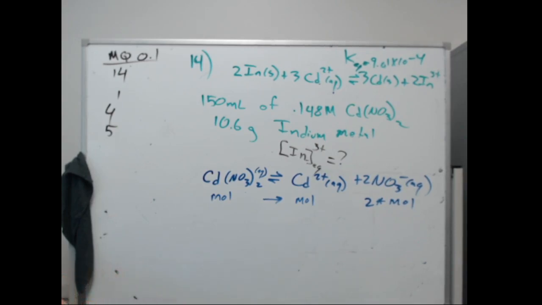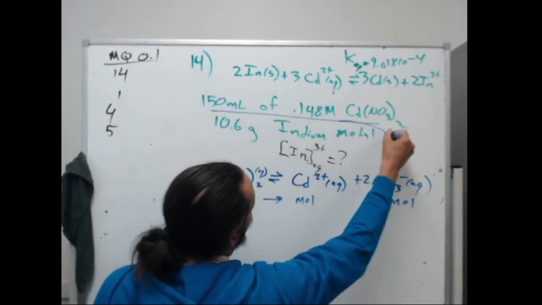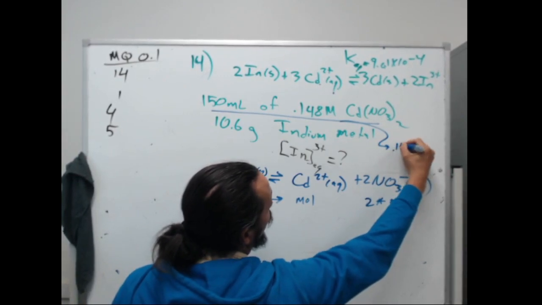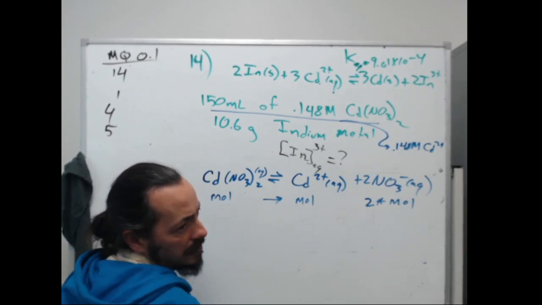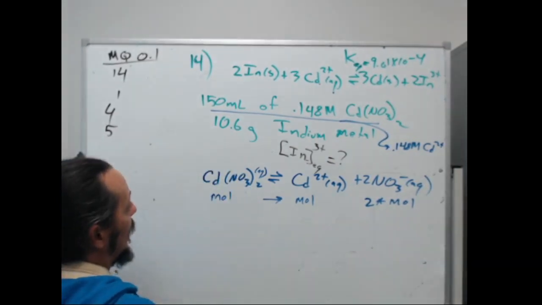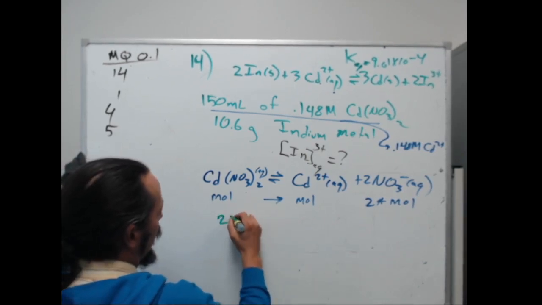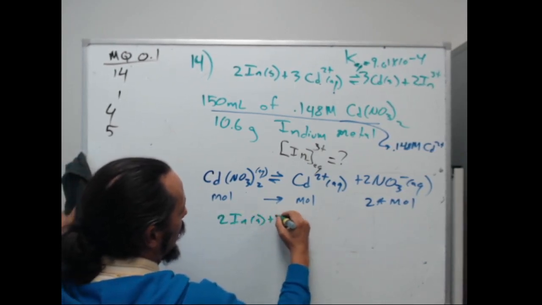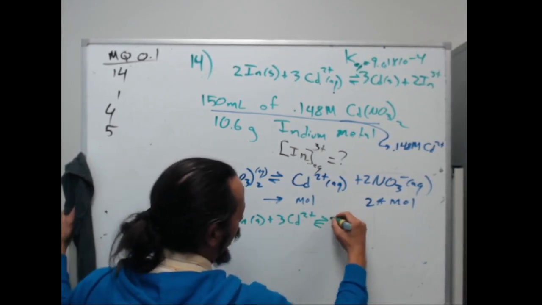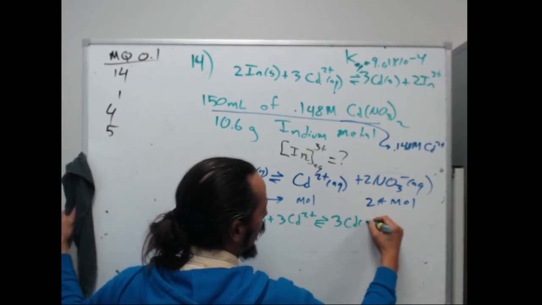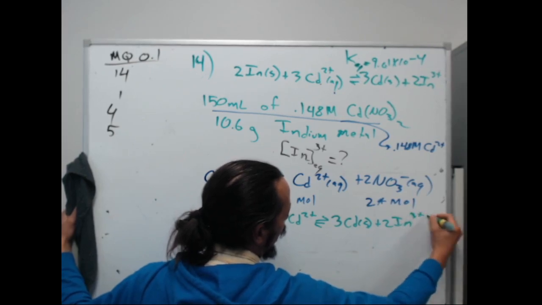We can just go ahead and say, look, this 0.148 moles of cadmium nitrate is going to give us 0.148 molarity cadmium 2 plus. Now I can go ahead and set up my equilibrium table for this, which is going to be 2 indium solid plus 3 cadmium 2 plus going to 3 cadmium solid plus 2 indium 3 plus.